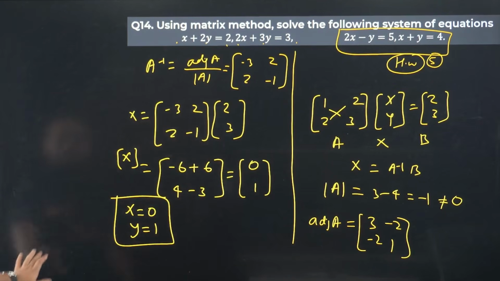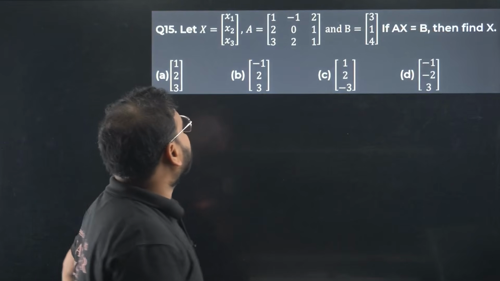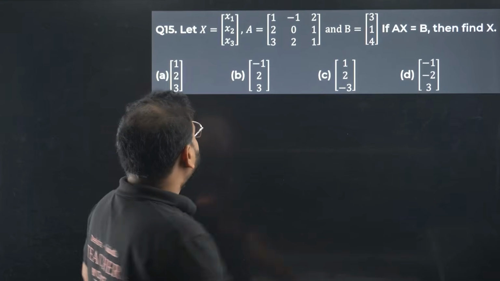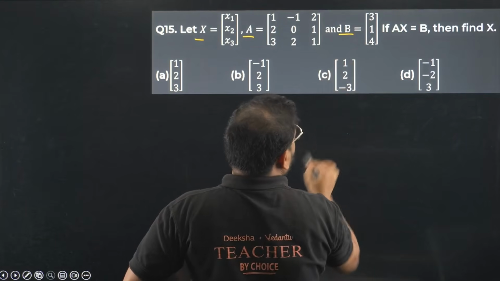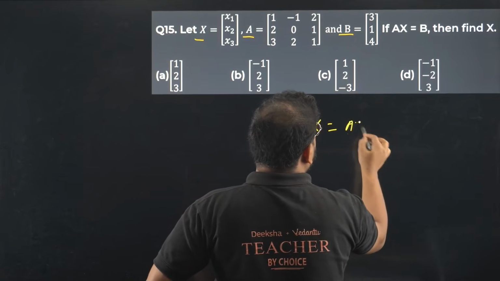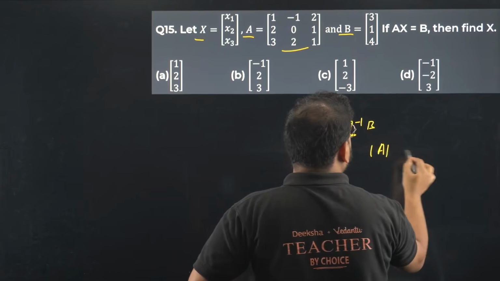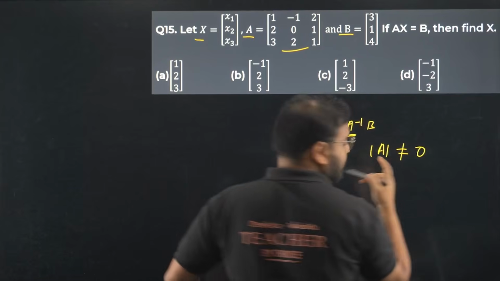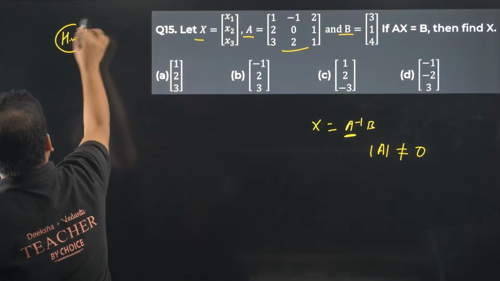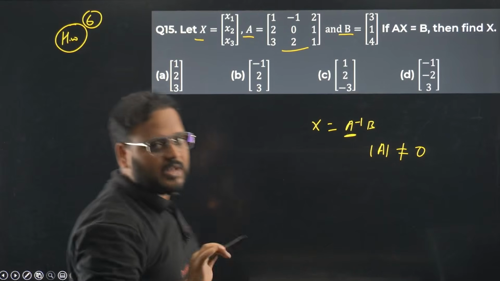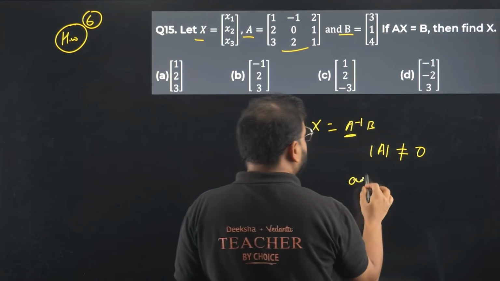Okay, 14th is done. 15th now. Let X equals x1, x2, x3. X is given, A is given, B is given. You're going to find the X value. You have to do A inverse B. For finding A inverse, the determinant of A should be coming as a non-zero value. Please cross check. This is your homework number 6, the last homework for sure. Determinant of A is non-zero. Find that value, and from there you can find the adjoint.